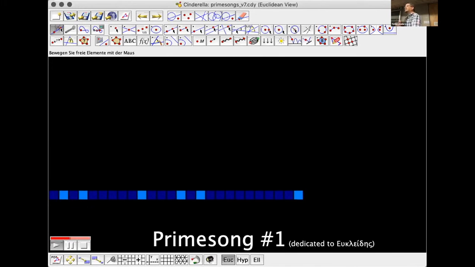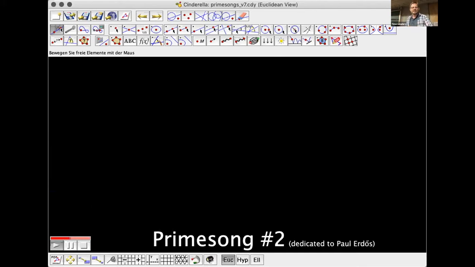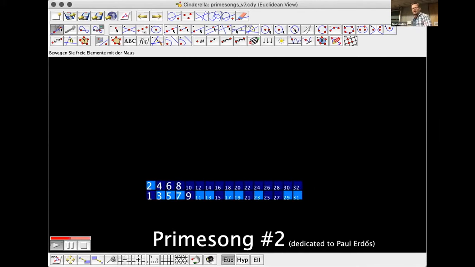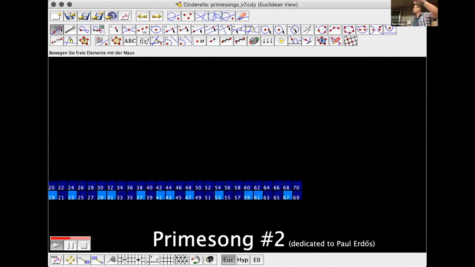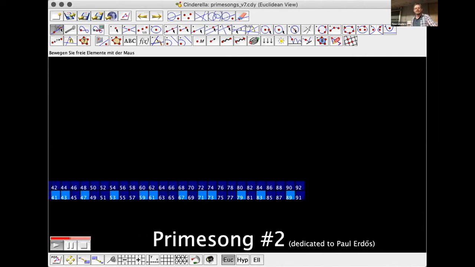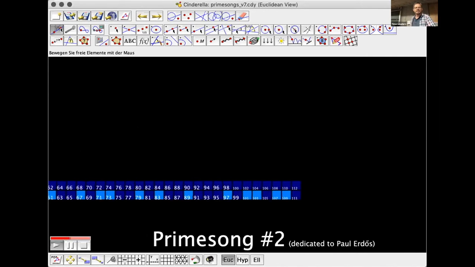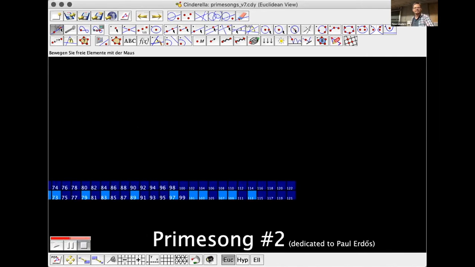So let's put the primes in 2 lines. We finished. Any question? Yeah. Let's put the primes in 2 lines. Prime song number 2 does the same, but simply puts them in a first line with the even, and in a second line with the odd numbers, and this is what the primes sound like. Let's restart.